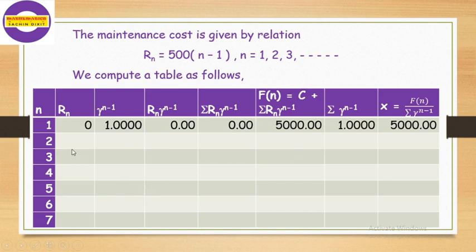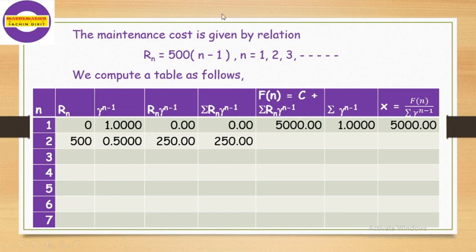Now come to the second year, when n is equal to 2. 2 minus 1 is equal to 1. 1 into 500 means the maintenance cost in the second year is 500. Then gamma raised to n minus 1. Here gamma is 0.5 and n is equal to 2. 2 minus 1 is 1, so 0.5 raised to 1 gives the value 0.5. Then multiplication of these two values, 500 into 0.5, gives 250. Now we add this 250 to this 0, we get 250.